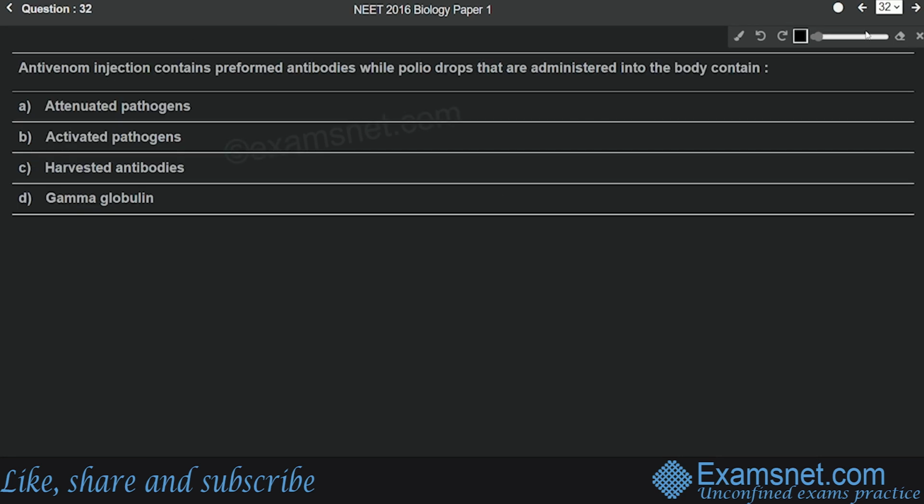Question number 32 is from the chapter Human Health and Disease, and the question is, antivenom injection contains preformed antibodies while polio drops that are administered into the body contain, options are attenuated pathogens, activated pathogens, harvested antibodies and gamma globulins. So first of all, let's understand how does antivenom injection works. We know that antivenom injection is given after a snake bite, right? So whenever a snake bites a person, then poison is released into the body, and that poison is known as venom.